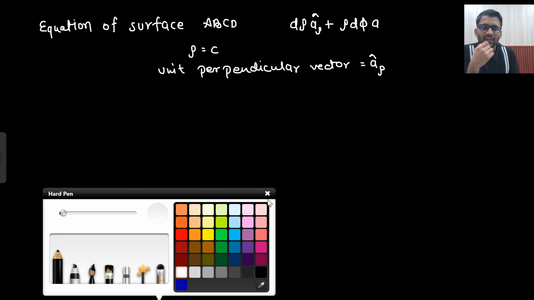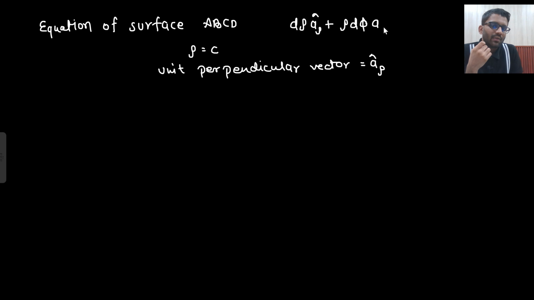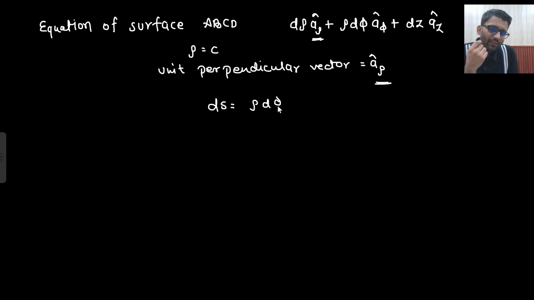So if you remember this thing, dρ aρ cap, ρ dφ aφ cap, plus dz az cap. So if this is your unit vector, then what will be your surface area? My surface area will be defined as ρ dφ dz. Now I need to take the direction. Which direction will I take?